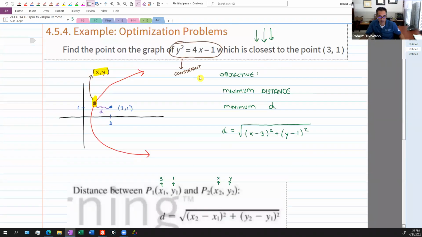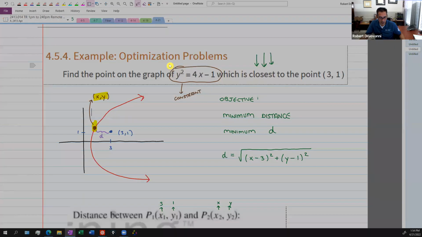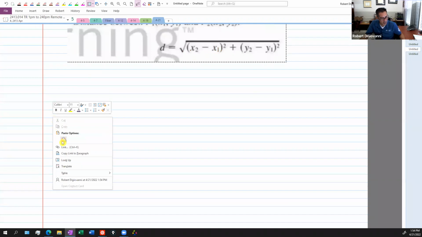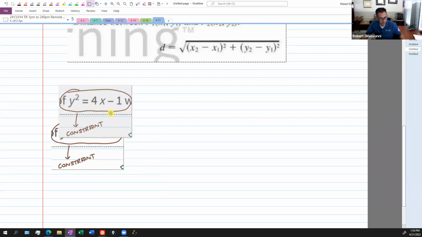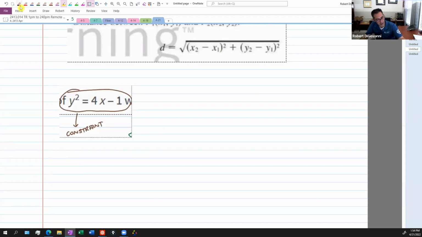So I'm going to move down here with my constraint. Let me copy this and just paste it down here. So my constraint is this. If I now take that constraint and continue, let me add 1 to both sides. And then let me divide both sides by 4. I know I could put that whole thing over 4. Well, I will. Okay, y squared plus 1 over 4 equals x.